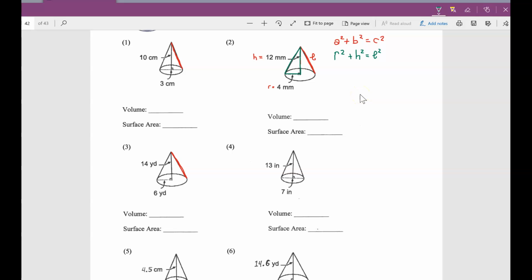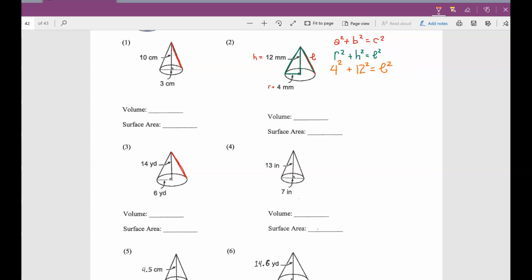Once we know how to do that, then we can move on to the full formula that will give us the overall surface area of the cone. But let's start with this. Let's figure out what this measurement, our slant, is. Okay, let's substitute in what we know. We know the radius is 4, so we replace the letter R with 4 squared. We know the height is 12, so we replace the letter H with 12, keep the squared. We don't know the slant, so we put our symbol.